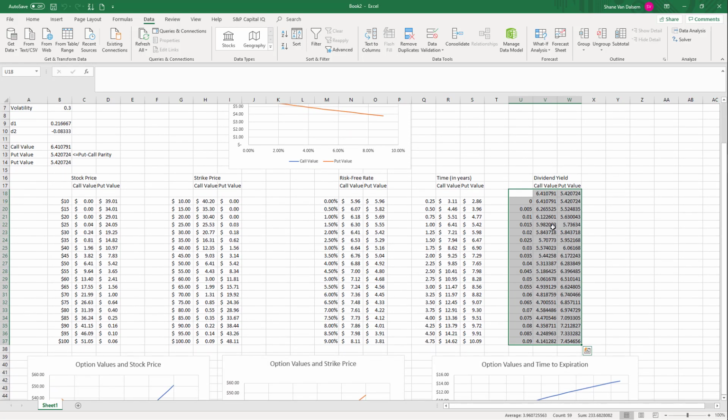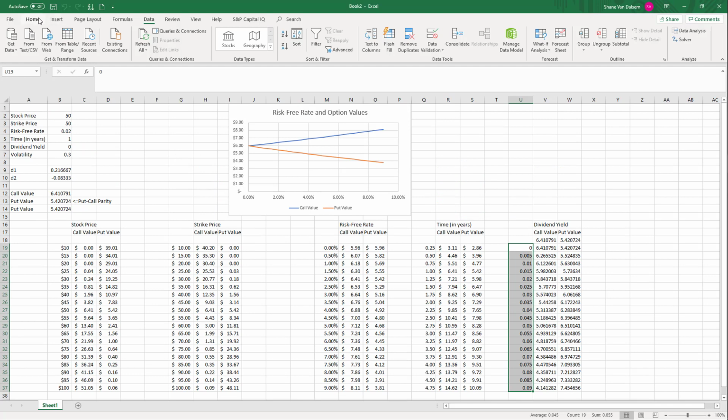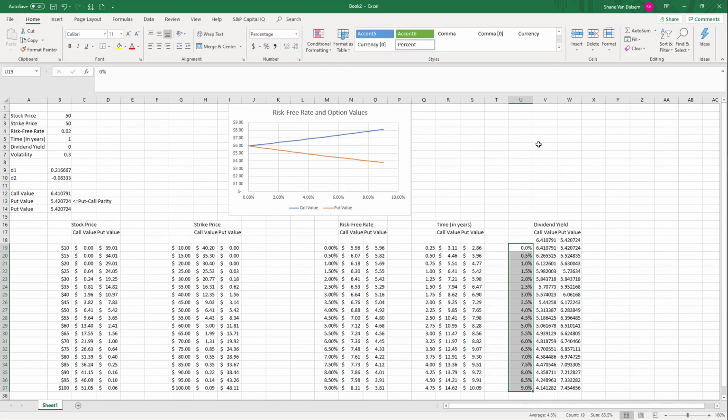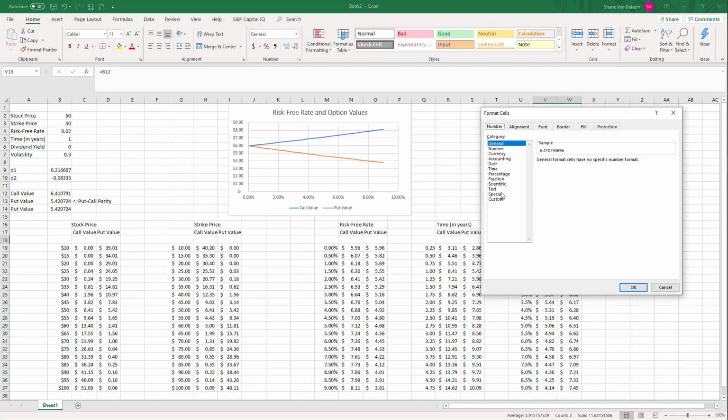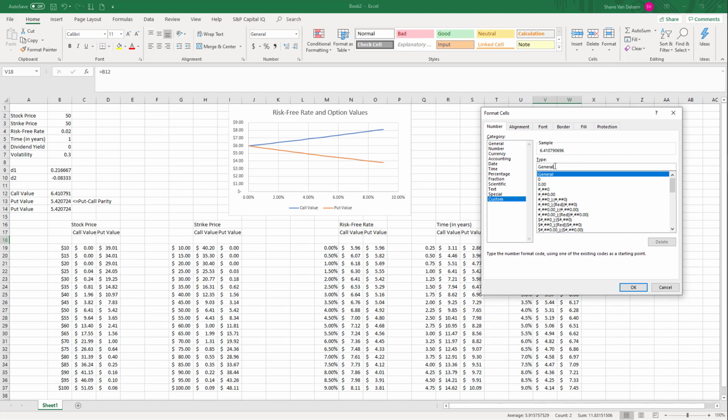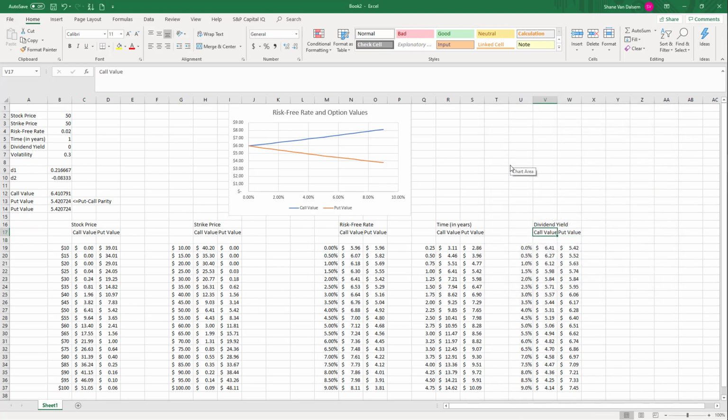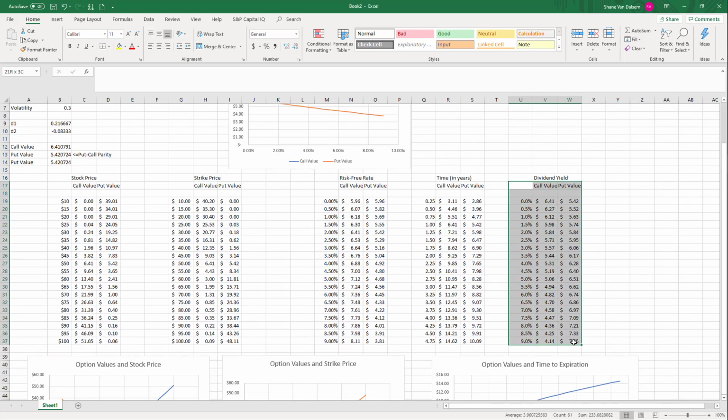And again, what we see here is that as the dividend yield increases, holding everything else the same, the value of the call option goes down and the value of the put option increases, because that has the effect on the underlying stock of decreasing the stock price as we go up, and that will decrease the call value, and in the case of the put value, that decrease in the stock price will increase the put value. And here is the graph for that.